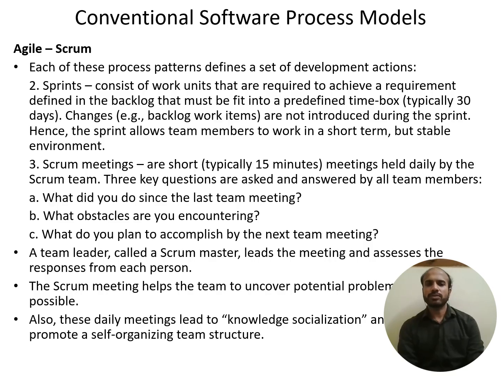So the first two patterns are backlog sprints, then Scrum meetings. Scrum meetings, as we discussed, are short, mostly 15 minutes, held daily by the Scrum team. The three key questions are asked and answered by all team members.